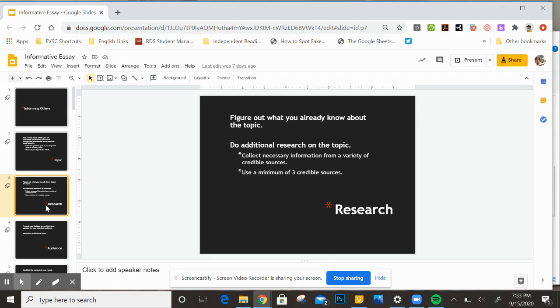The next thing you should be thinking about, and again, we've talked about this before, is to figure out what you already know about the topic and then do additional research to fill in those gaps, okay? So you want to say, okay, here's what I know. I need to explore these kinds of areas. I need to pull in this information.